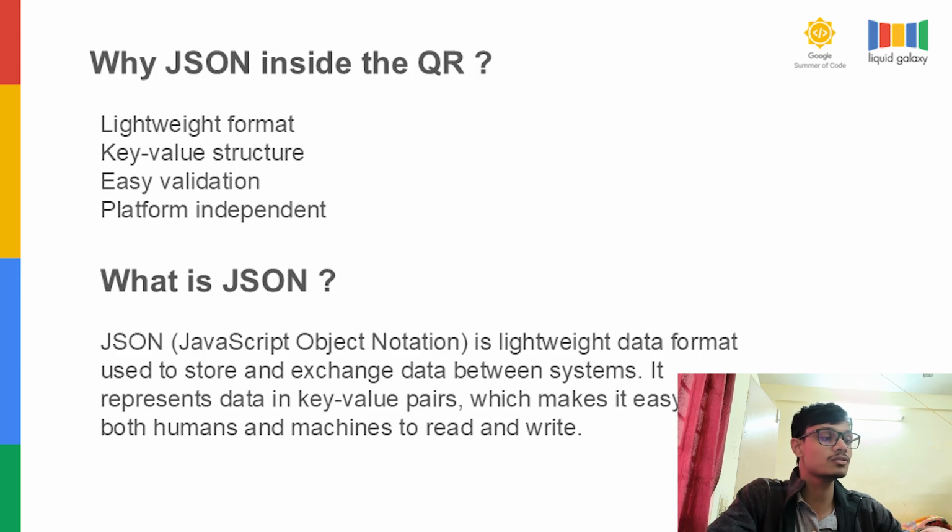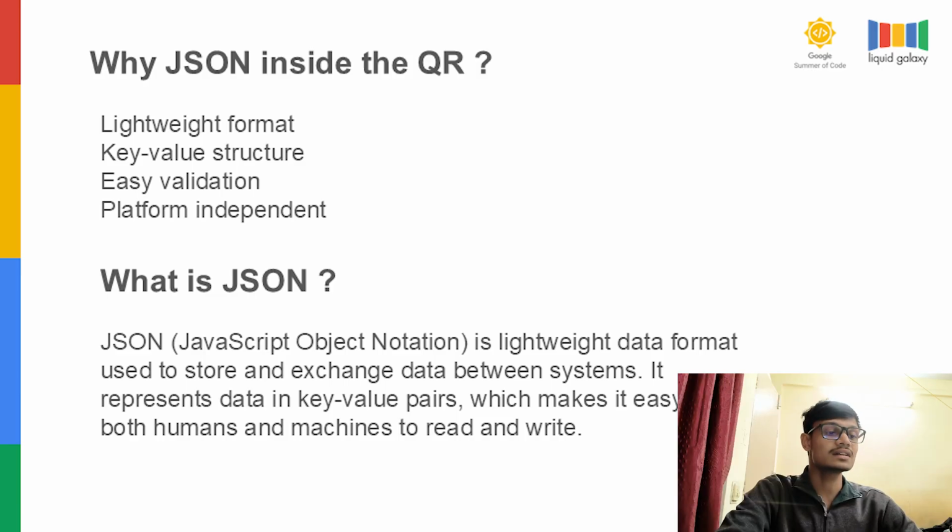Now let's come back to why JSON inside the QR. It is because it is a lightweight format with key value structure and easy validation. It is platform independent. JSON is ideal for QR code because it is compact, readable, and easily parsed across platforms like Flutter, web, and backend systems. Now let's run the app and see how it works.